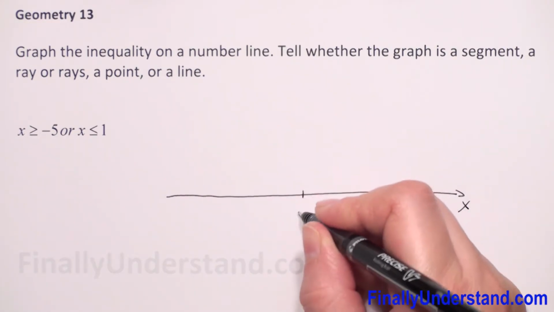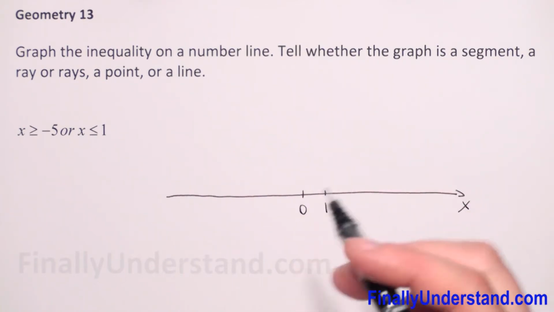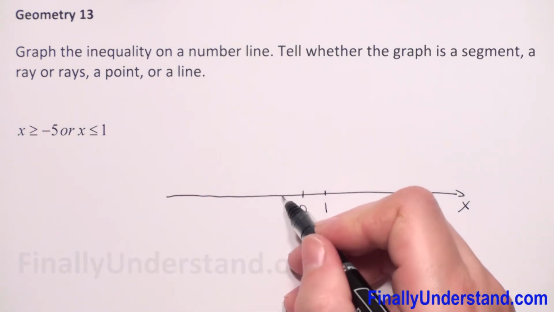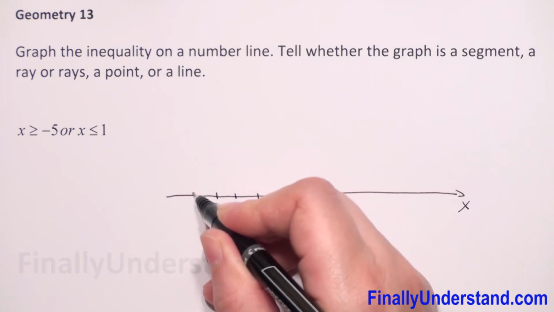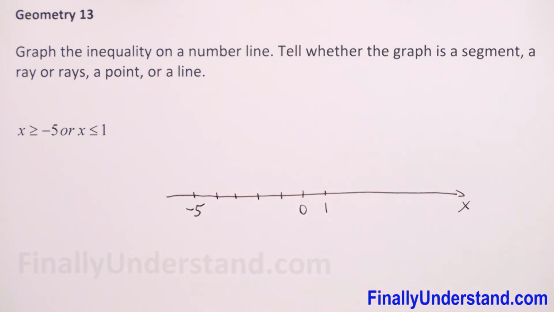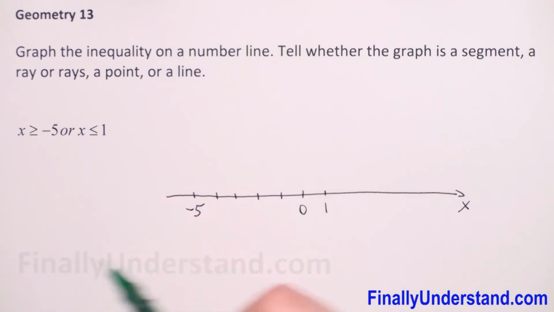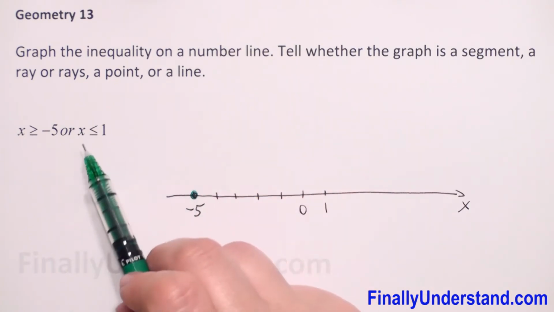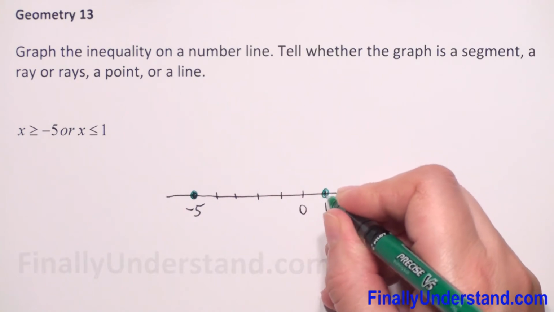We have to choose the unit: 0, 1. We need -5 and 1, so we have -1, 2, 3, 4, 5. Next, because we have x is greater than or equal to, -5 belongs to our solution, and x is less than or equal to 1, so 1 belongs to our solution.